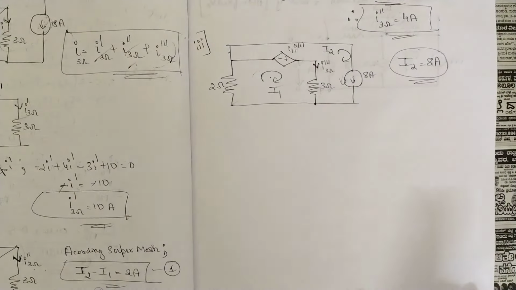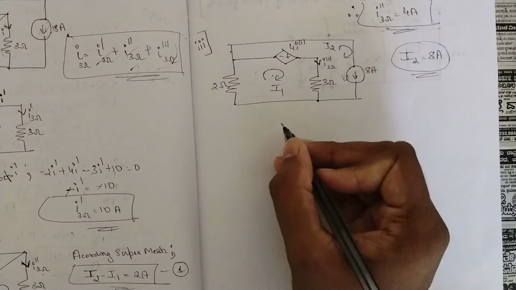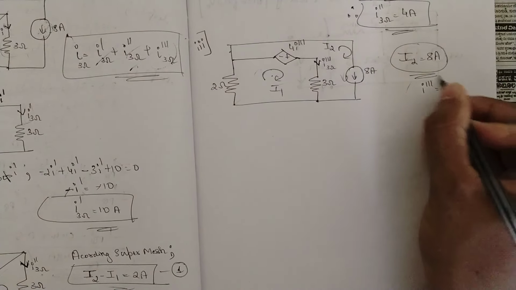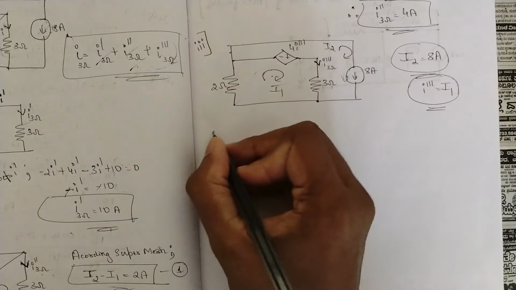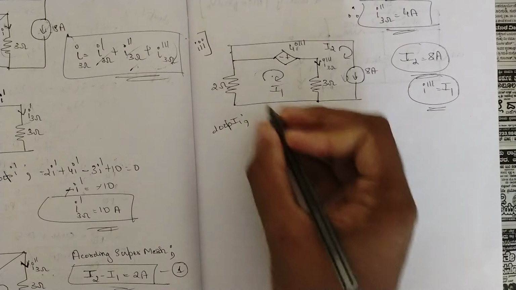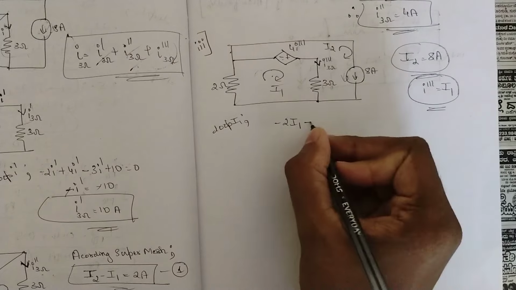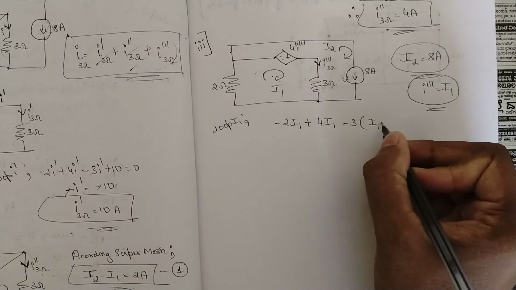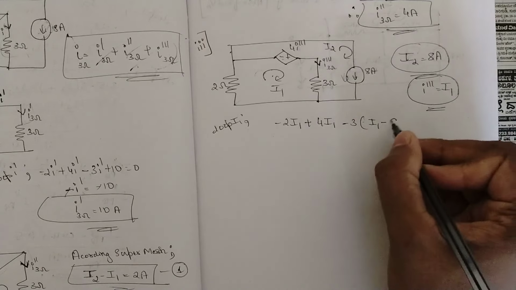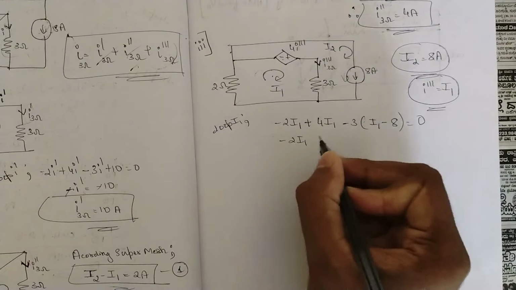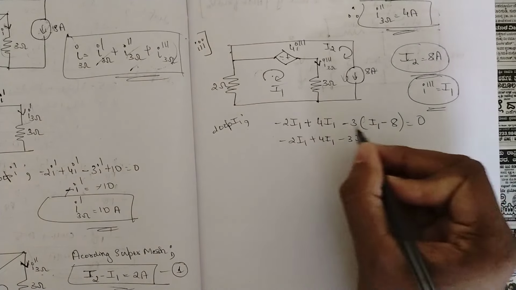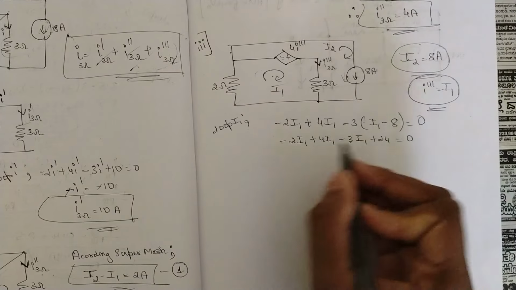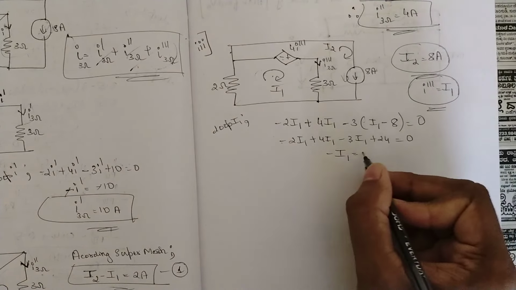So now apply mesh analysis and write the equation for loop 1. One more thing we can conclude is that I triple dash is equal to I1 in this case. Right? Now apply KVL for loop 1, using mesh analysis. That is minus 2 I1, then plus 4 I1, because I triple dash is equal to I1, then minus 3 into I1 minus I2. We know that the value of I2 is 8, so minus 8 equal to 0. So minus 2 I1 plus 4 I1 minus 3 I1 plus 24, 3 8s are 24, equal to 0. Minus 2 plus 4 minus 3, that is minus I1 is equal to 24. Bring it to the other side.